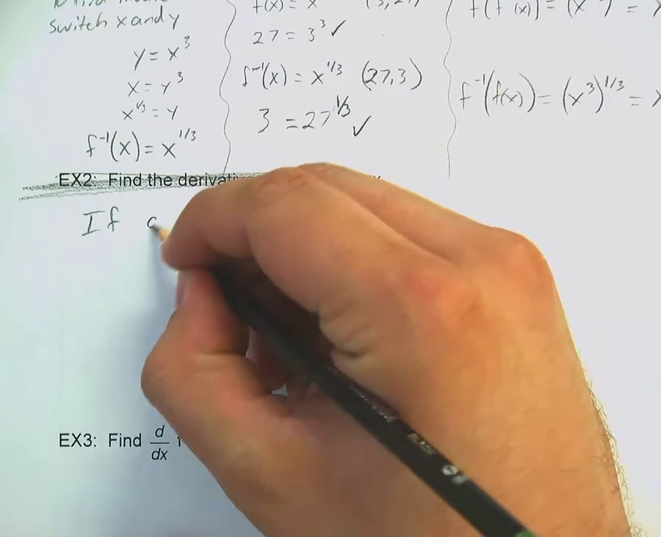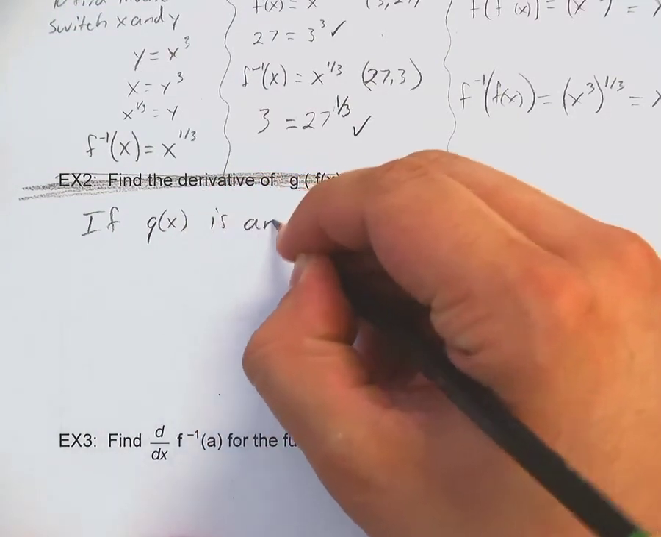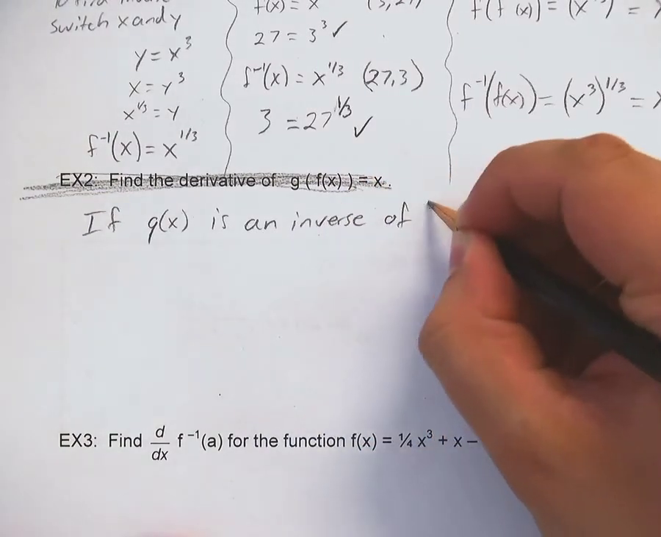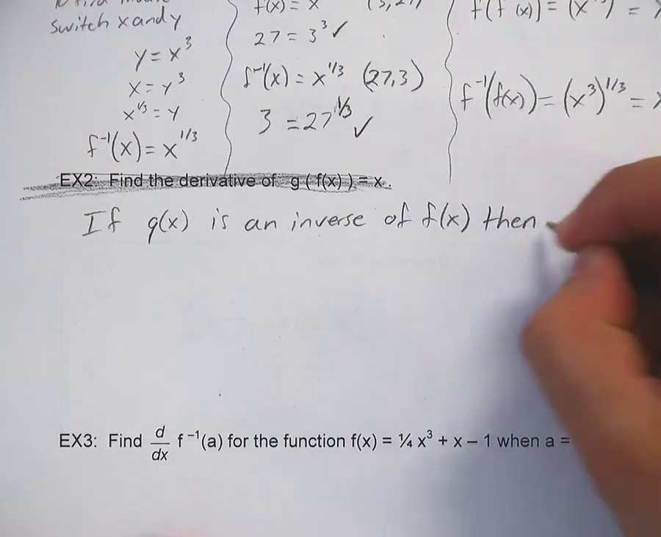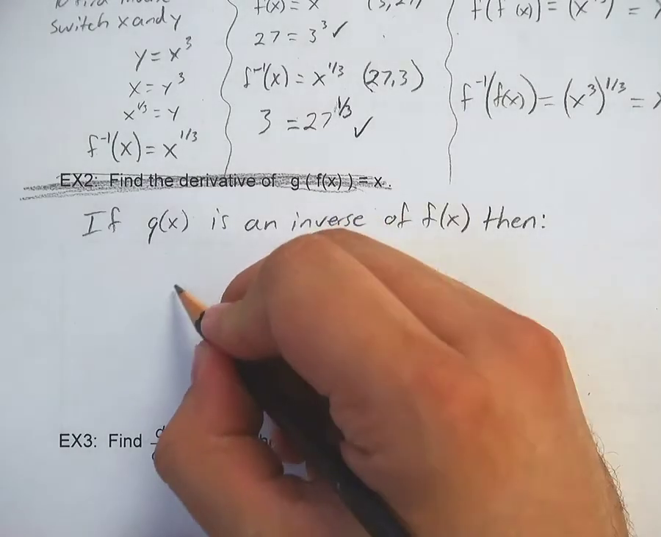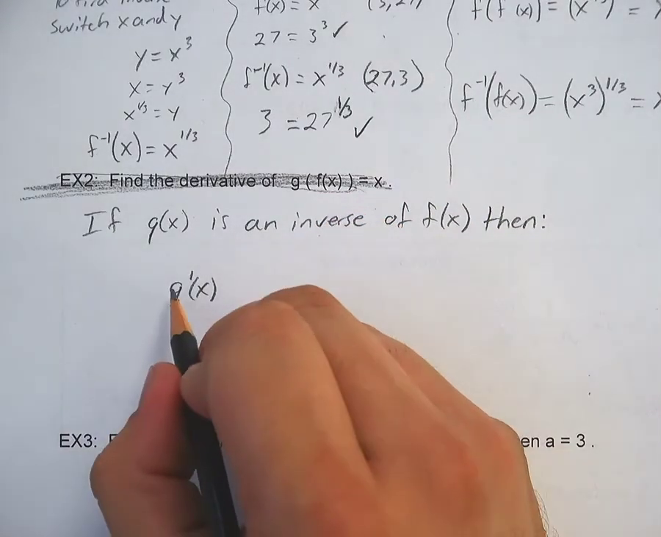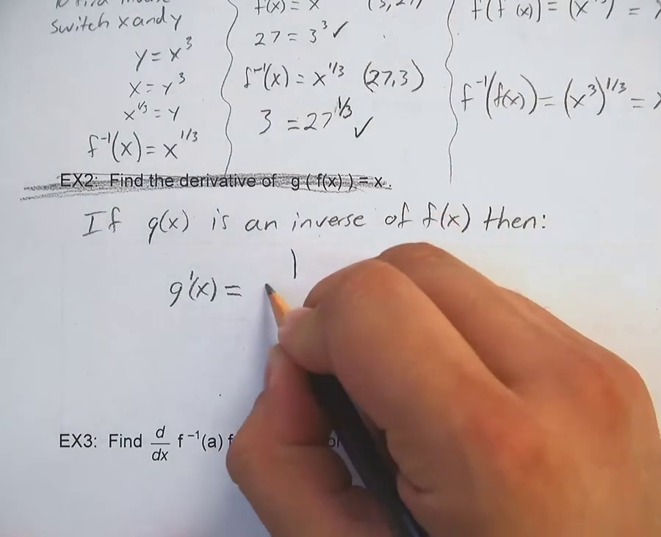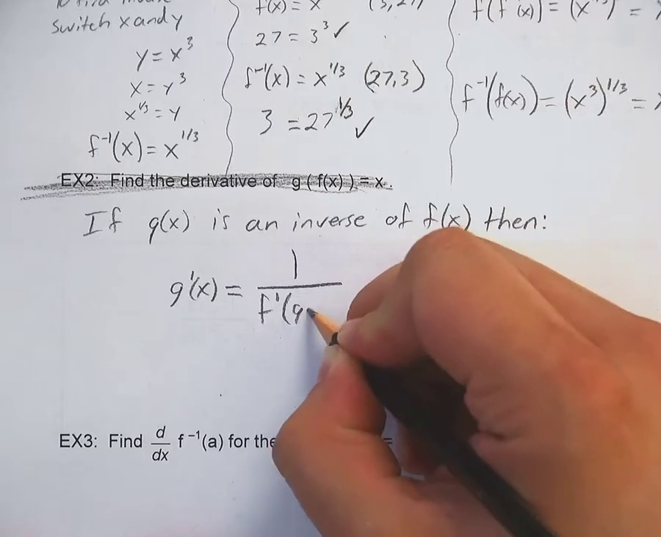Write this down. If g of x is an inverse of f of x, then, semicolon, to take a derivative of that, to take a derivative of the inverse, it is going to be 1 over f prime of g of x.